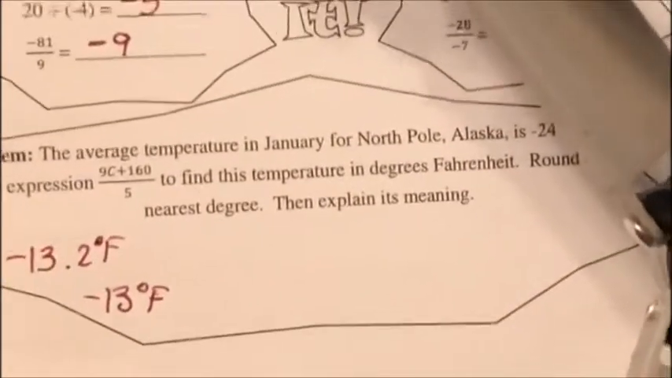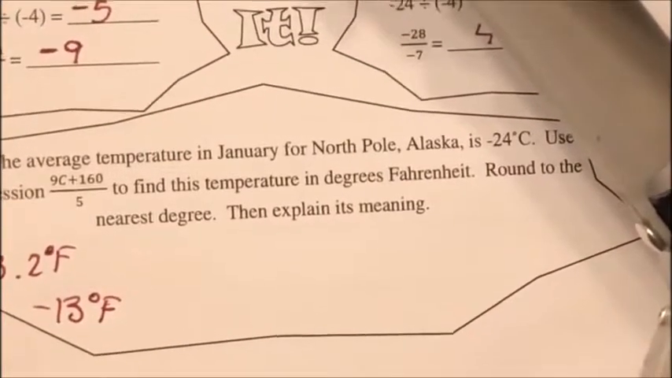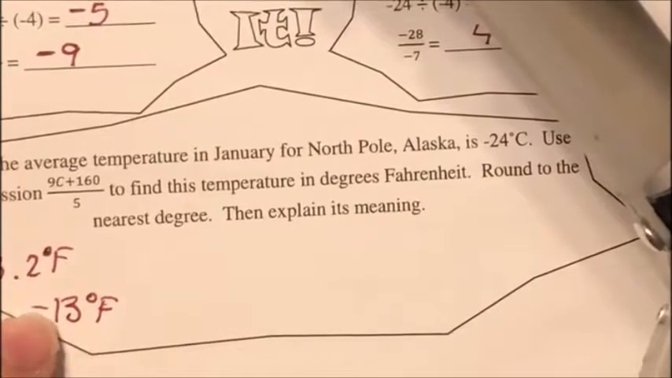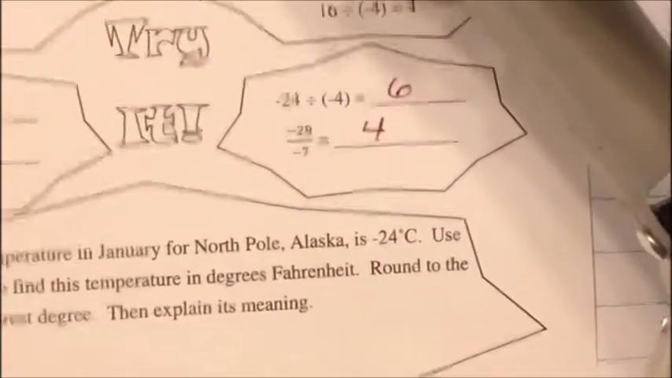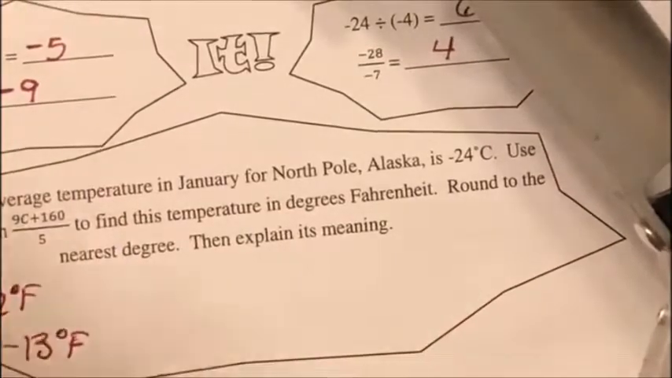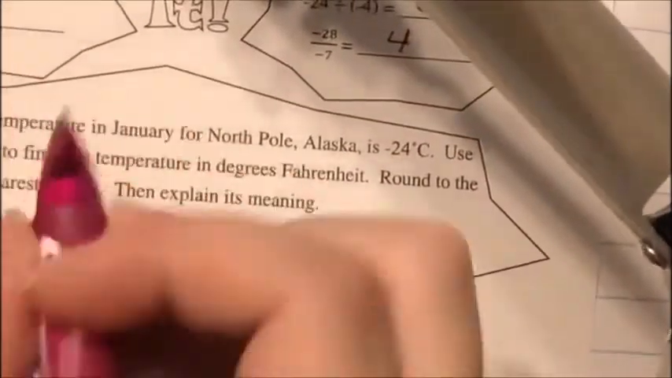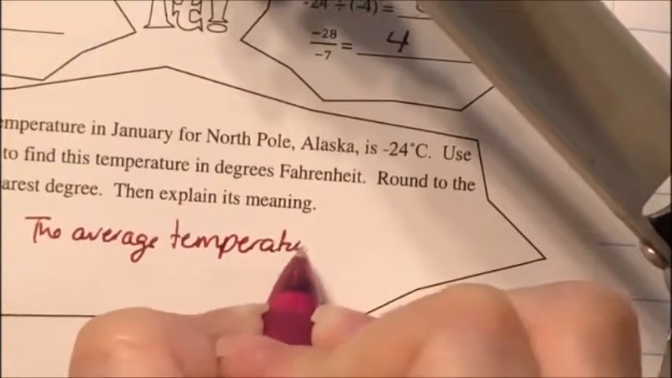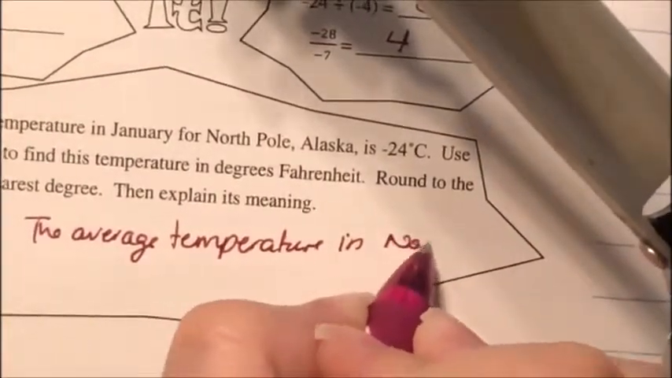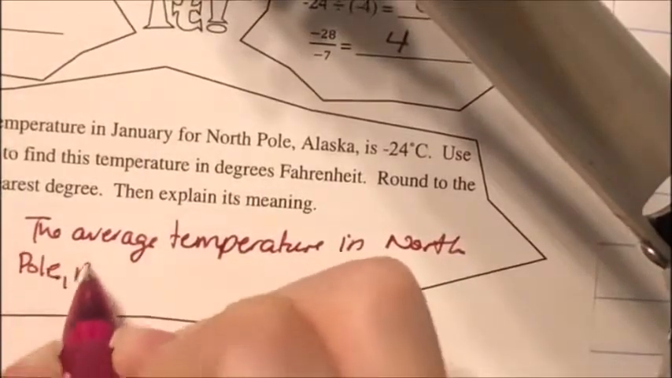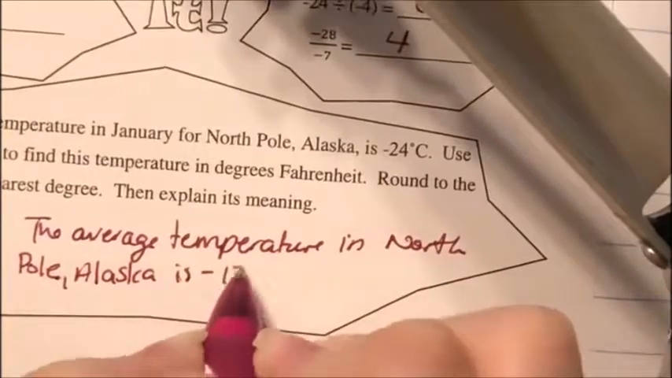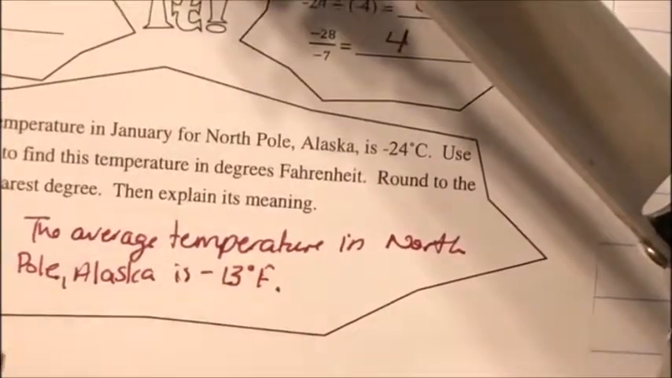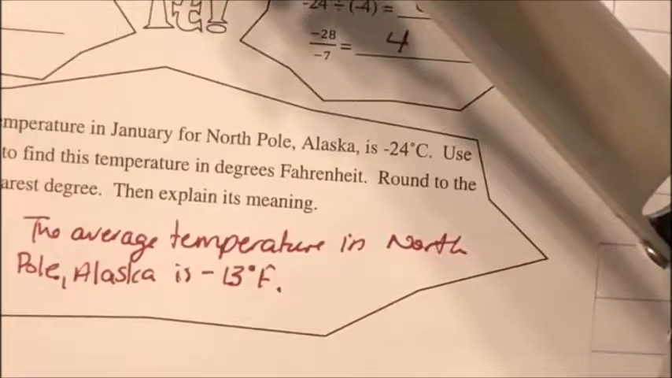So negative 11, basically what this is telling me, if I go back and look at the problem, is that the average temperature in January for North Pole, Alaska is negative 11 degrees Fahrenheit. And that is the end of lesson 5.